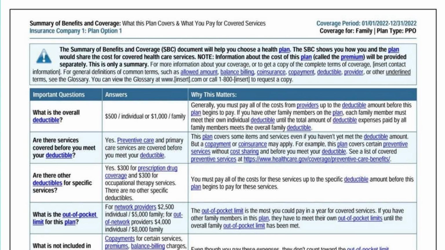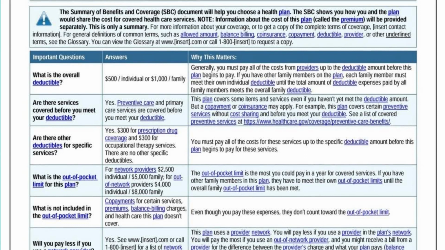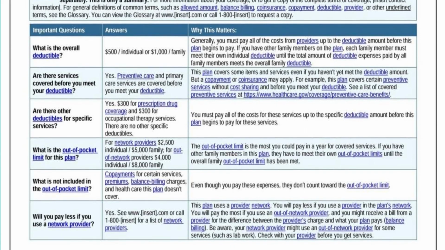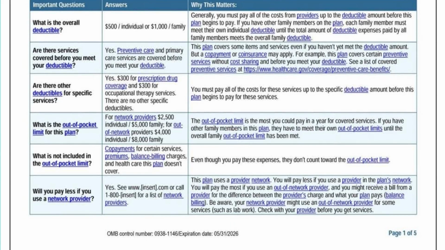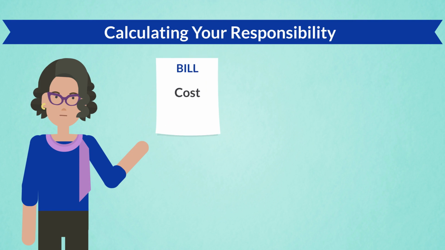They're typically several pages long and provide an overview of the general types of services covered under your plan, how they are paid for, and by whom. Based on the insurance company's allowable amount, with the information found on your SBC, you can determine what your costs should be for a given service.